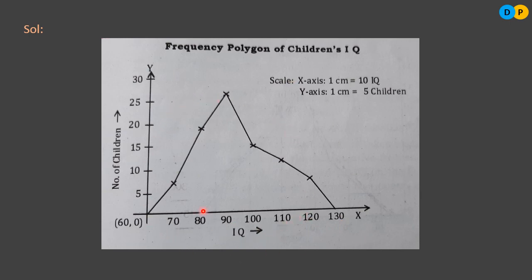The total area within this polygon is equal to the total frequency. If you add all the frequencies, that is 7 plus 19 plus 27 plus 15 plus 12 plus 8, the entire value is identified as the total frequency. This is the total area. So this is how we are going to plot the frequency polygon.